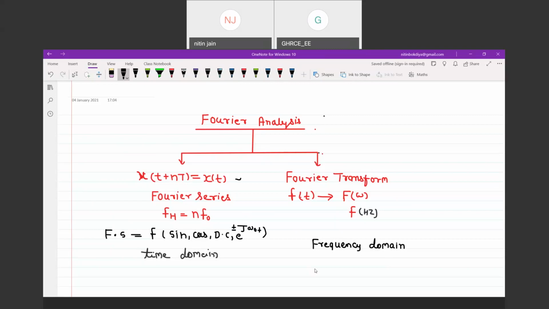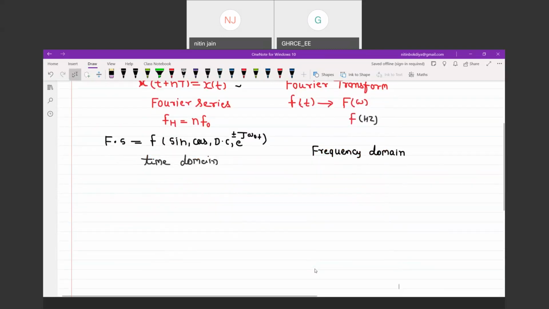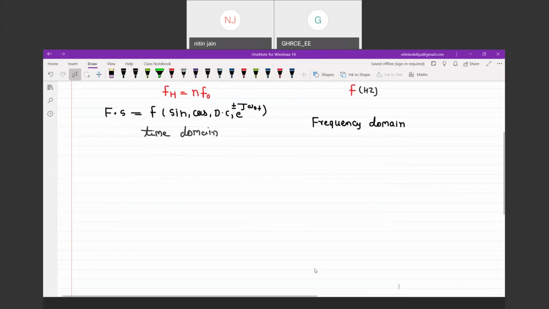So let's talk about this Fourier series and Fourier transform. First we will go with Fourier transform, then we will start Fourier series. First is, what is the requirement for the Fourier transform? The requirement of the Fourier transform is the function must have convergent nature.